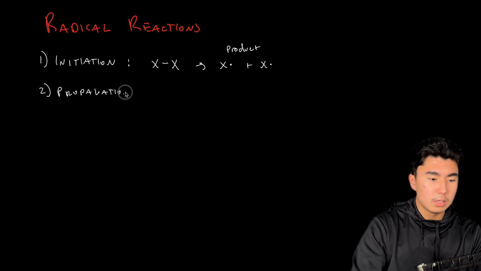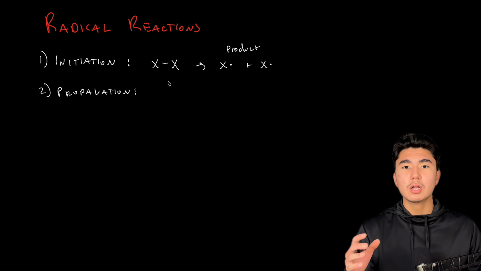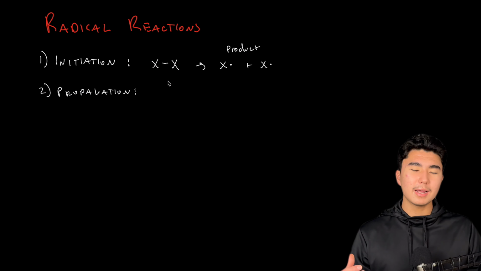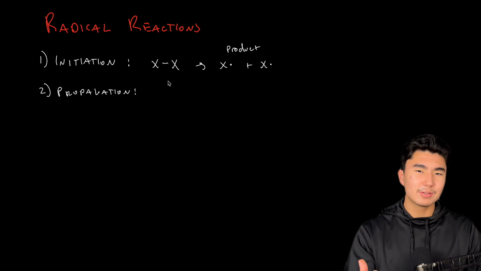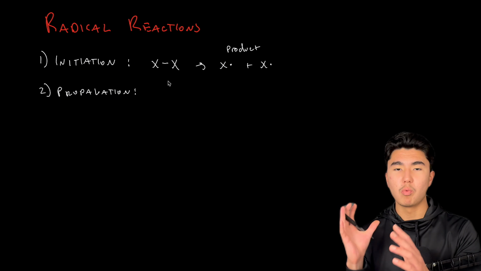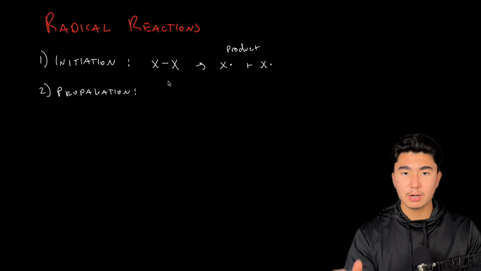Propagation. In this phase, we're actually going to see radicals on both the reactant side and the product side. You can think of it as the middle ground, because you're not going to see all the radicals in just one spot. You're going to see them in the reactants and product side.